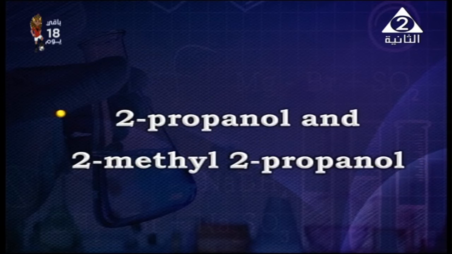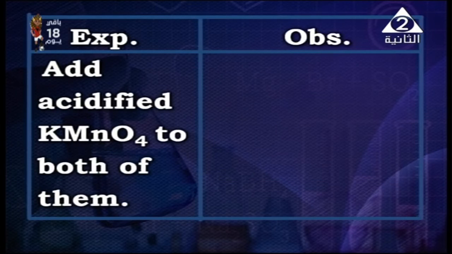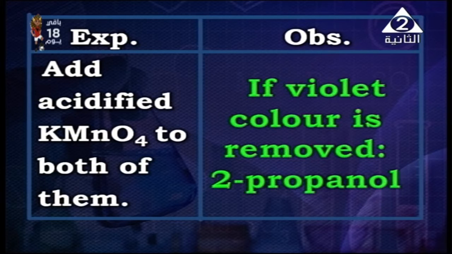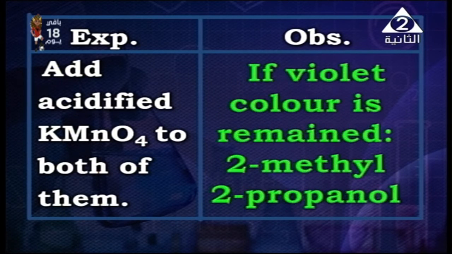Next point, 2-propanol and 2-methyl-2-propanol. Here's the experiment. Add acidified potassium permanganate to both of them. If the violet color is removed, it will be 2-propanol. If the violet color remained, it will be 2-methyl-2-propanol.